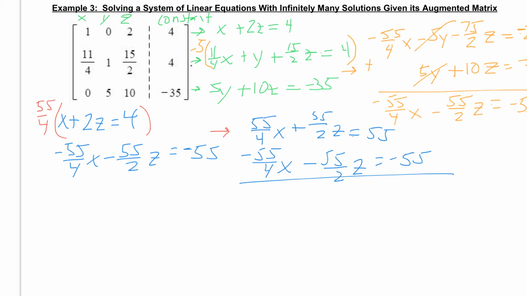And if I go through and solve that, my x's cancel out and my z's cancel out, and I'm left with 0 equal to 0, since 55 minus 55 is 0. So I'm left with 0 equal to 0, which is a true statement, unlike the previous example. So this tells me that I have infinitely many solutions.